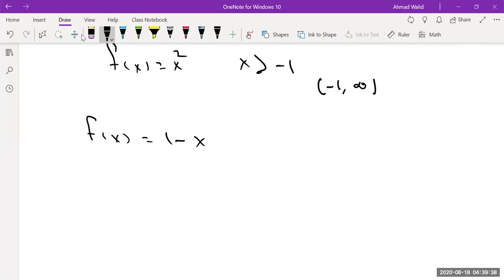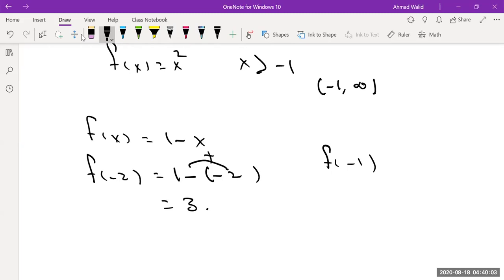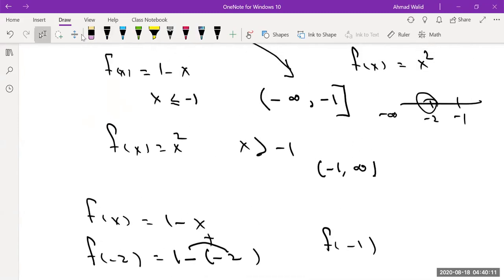Because -2 is in my domain, it's easy to find f of -2. f of -2 equals 1 minus -2. The double negative becomes positive: 3. Then f of -2 is 3. You cannot plug -2 into the second function. They give you another value also: evaluate f of -1. Can I plug -1 into my first function? Check the domain. What was the domain of the first function? From negative infinity to -1. Yes, I can plug it into my first function.